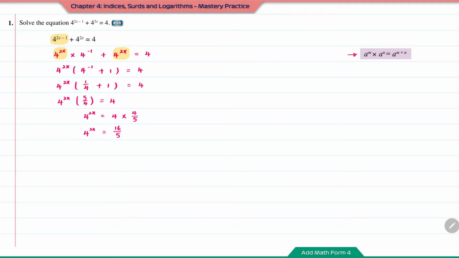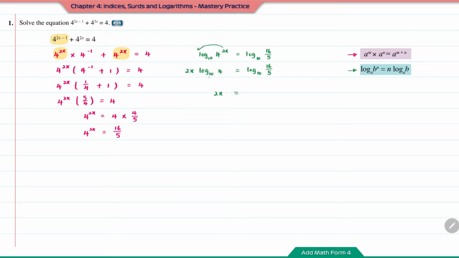Now, on both sides, you are not able to change it to the same base, then you cannot compare the power. In order for you to continue, you can use the log here. So now I'm going to log both sides with log base 10. So log base 10 of 4 to the power of 2x equal to log base 10 of 16 over 5. Now, using the power law here, I can move this 2x to the front. So it will become 2x times log base 10 of 4 equal to log base 10 of 16 over 5.